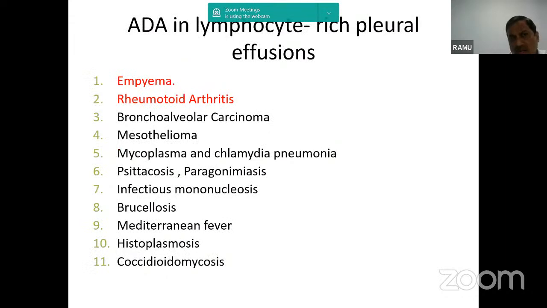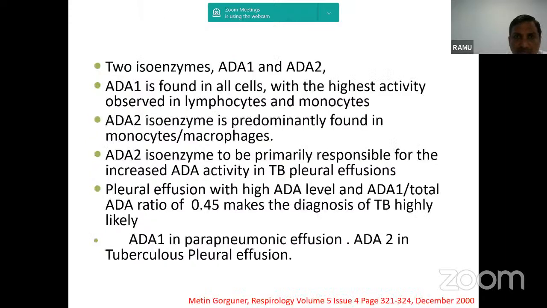These are all the etiologies where there will be ADA-rich, lymphocyte-rich pleural effusion: empyema, rheumatoid arthritis, bronchoalveolar carcinoma, mesothelioma, mycoplasma and chlamydia pneumonia, psittacosis, paragonimiasis, infectious mononucleosis, brucellosis, Mediterranean fever, histoplasmosis and coccidioidomycosis.